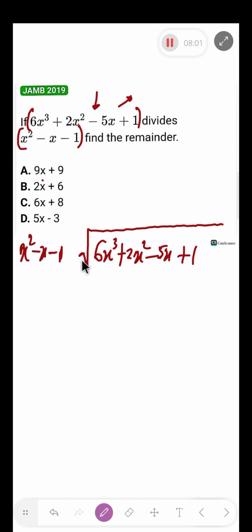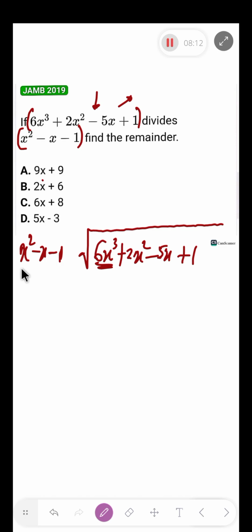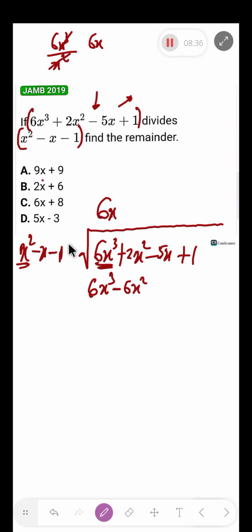So remember the steps for the division of long polynomial. You have to take the first term you have in this dividend and the first term you have in your divisor. By the time you divide them, that is 6x cubed divided by x squared. That should give us 6x. So you are left with 6x up there. Now this 6x will multiply all the terms we have in the divisor. So 6x times x squared will give us 6x cubed. Then 6x times minus x, I have minus 6x squared. Then 6x times this, I have minus 6x also.